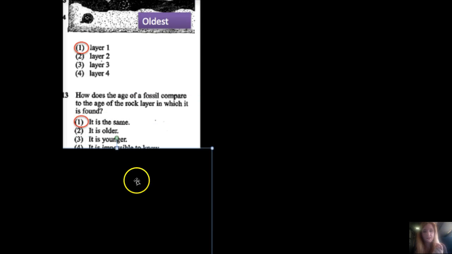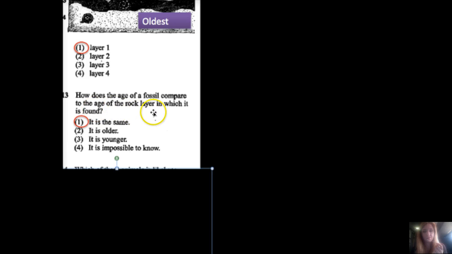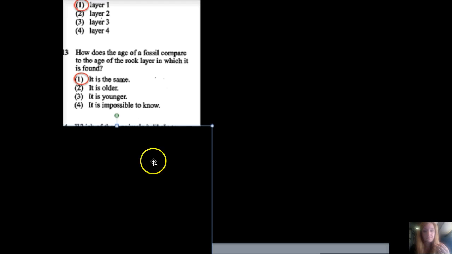Okay, number 13. How does the age of a fossil compare to the age of the rock layer in which it is found? It's the same. The rock layer is made at the same time that the fossil is, and that's how a lot of scientists are able to date fossils.